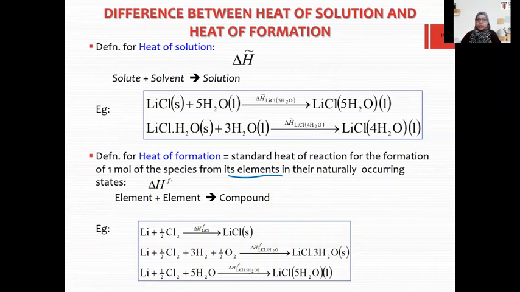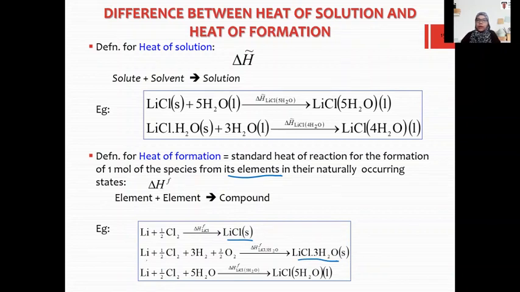So the heat of formation, denoted by delta Hf, is based on element plus element to give the compound. For example, for lithium chloride, that means we have lithium as the element plus chlorine to give the heat of formation for lithium chloride. The same goes for determining the heat of formation of lithium chloride in 3 moles.